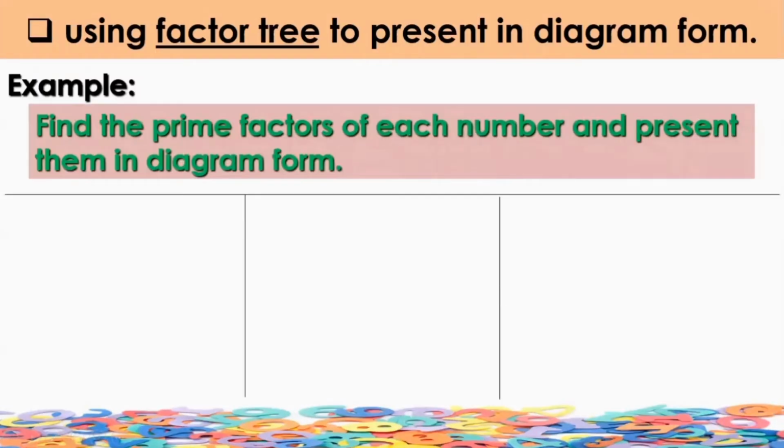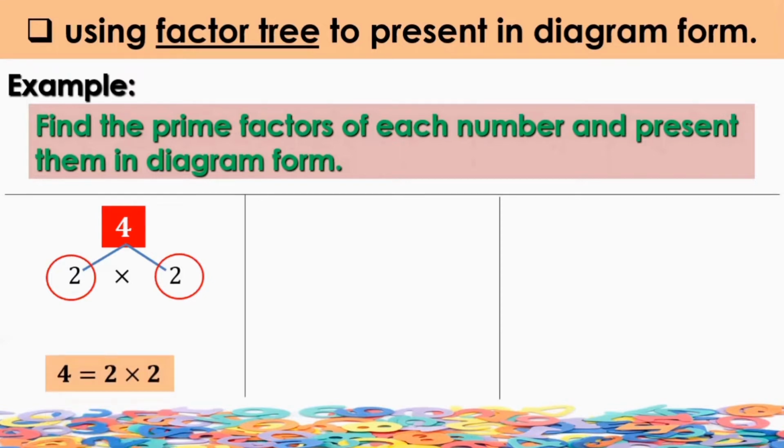Here is the example in finding the prime factors of each number using the factor tree. We have here number 4. First, think of the smallest factor of 4 that is a prime number. What is that number? Yes, 2. So 2 times a number is equal to 4. What is that number? 2. 2 times 2 equals 4. We have 2 and 2, and we all know 2 is a prime number. So therefore, the prime factors of 4 is equal to 2 times 2.